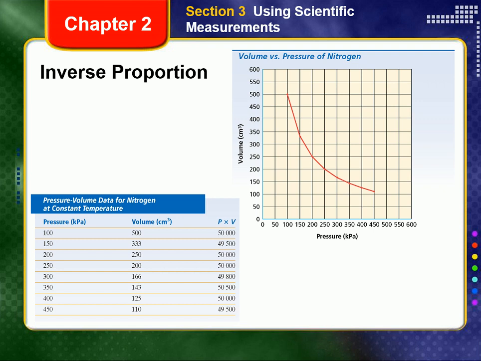Such a graph is illustrated in Figure 2-12 on page 57 of your text or on the screen now. When the temperature of a gas is kept constant, the volume, V, of the gas sample decreases as the pressure, P, increases. Look at the data shown in Table 2-8 on page 56 of your text or on the screen now. Note that pressure multiplied by volume gives a reasonably constant value. The graph of this data is shown in Figure 2-12.